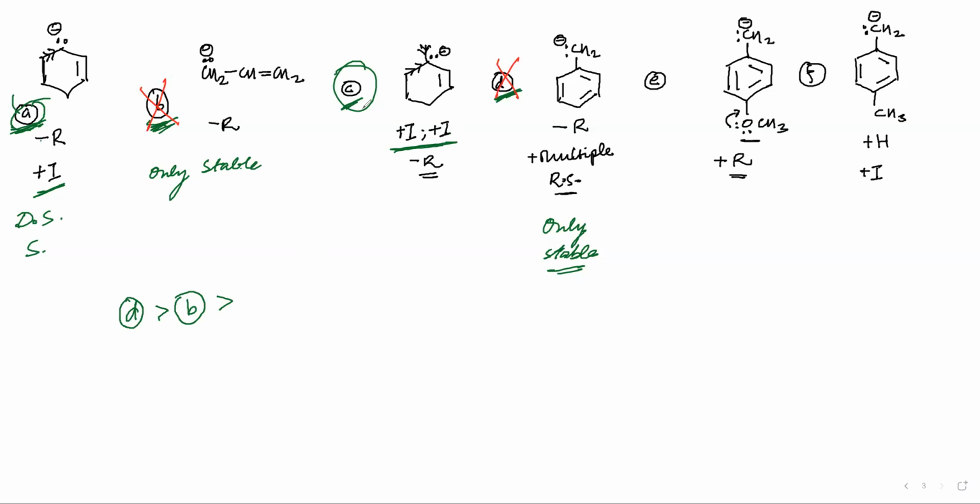Now the next competitors are A and C because these are the ones which have minus R. Now the others don't have minus R. If I want to compare A and C, I have to look at which one has more destabilizing effect. Now you tell me which one has more plus I. Where is plus I more, in A or C?